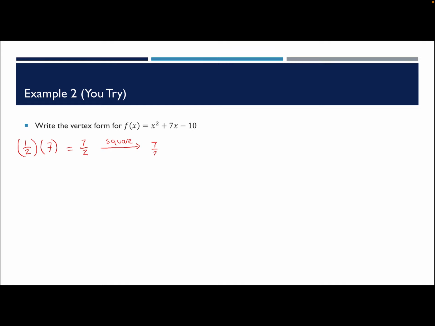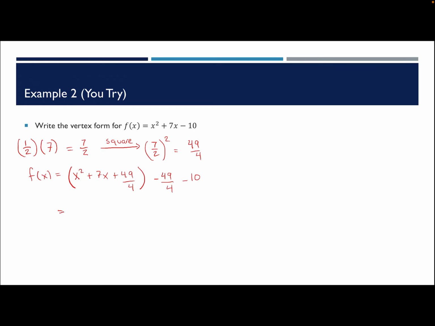So we get 7 over 2 squared, which really means you square the numerator and square the denominator, and we get 49 over 4. And so we're going to then add that value and subtract it in our quadratic function. So we get x squared plus 7x plus 49 divided by 4. This part is what we're going to factor. Then we have minus 49 over 4 and minus 10.